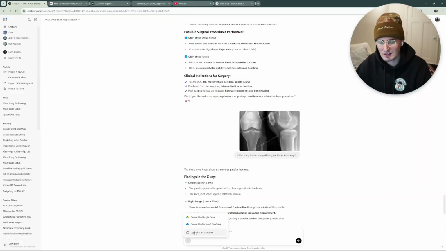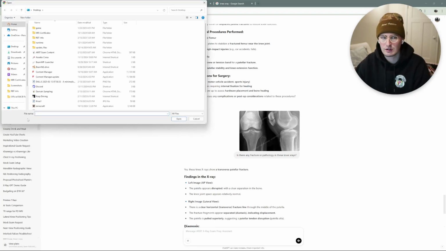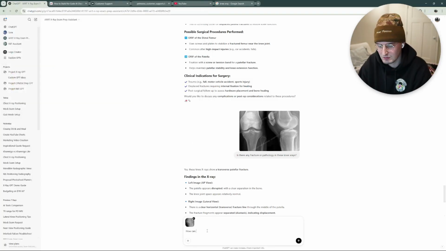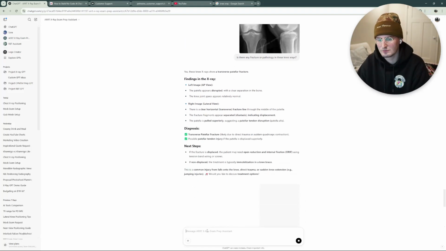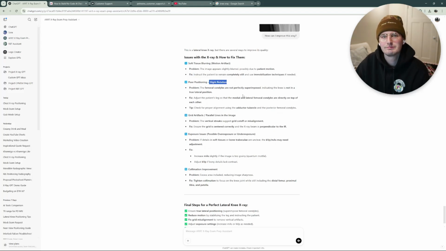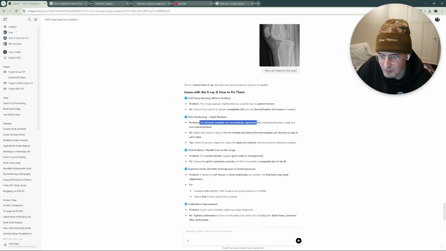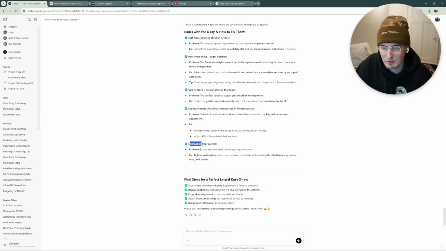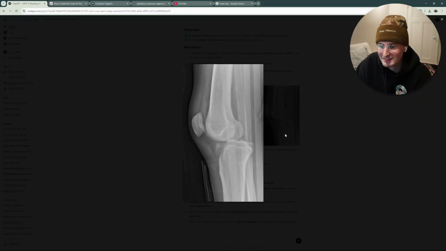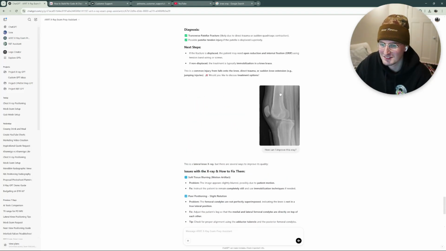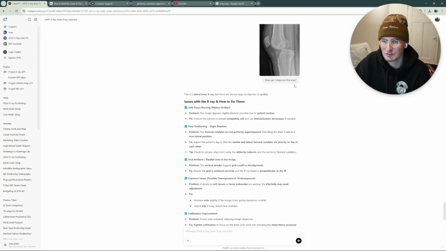If a lot of people use it regularly, I want to see if it could tell me how I can improve this X-ray. It's got some rotation on it, so I'm wanting to see if it will tell me to rotate it. Poor positioning, slight rotation. Told you. The femoral condyles are not perfectly superimposed, indicating the knee is not in a true lateral position. Collimation improvement, excess area included, reducing image sharpness. That's crazy. You got too much knee on there, bud. I think that's good enough collimation, but whatever.